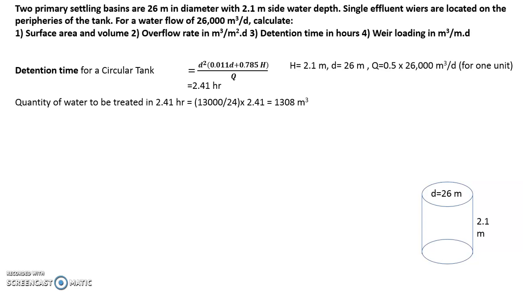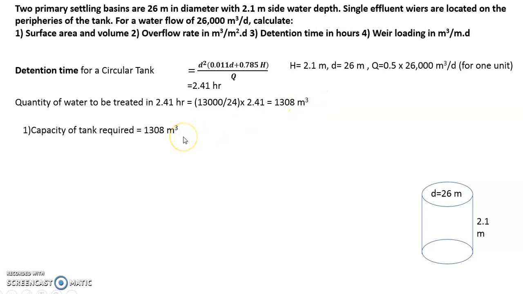Now for this 2.41 hour detention time, the quantity of water to be treated is 13,000 for a single unit divided by 24. It gives you the value of capacity or the volume for 1 hour, into 2.41, which is the detention time. So as a whole, you will get the quantity of water to be treated in 2.41 hour, and that is 1308 meter cube. So this is the volume of a single unit for treatment during the retention period of 2.41 hour.